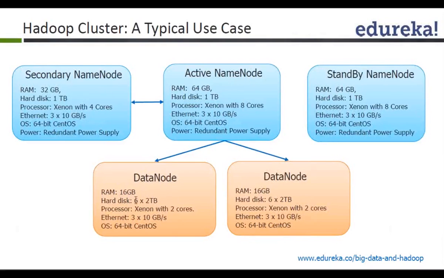So then the hard disk is 2 terabytes. Xeon with 2 cores, Ethernet, power supply. We try to ensure that the OS is similar across all of the nodes in the cluster. A couple of you are asking me how a real life environment should be, right? So this is the way a real life environment would be. So this is the hardware configuration.